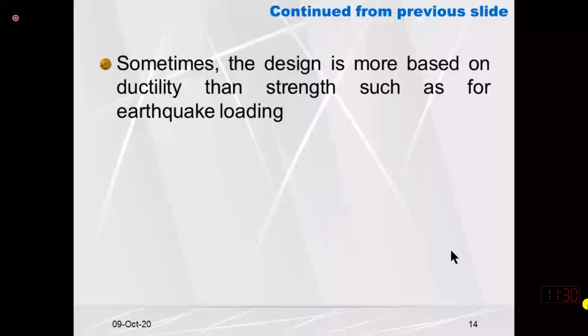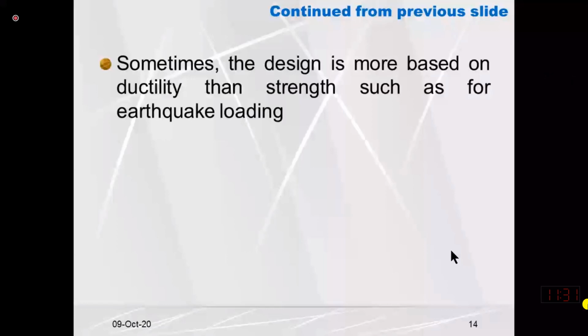So deformation will only occur in certain members, maybe in beams, not in columns. So we design some weak member, maybe in the beam, so that during an earthquake, deformation will occur in the beam and the column should remain in the elastic limit, so we can replace the beam later on.